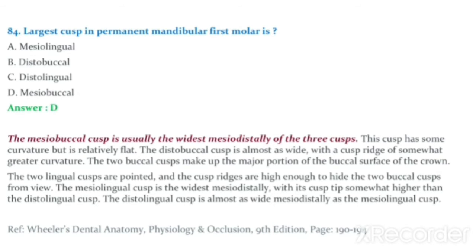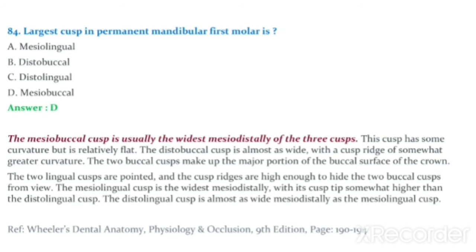Question number 84. The largest cusp in permanent mandibular first molar is option A mesiolingual, option B distobuccal, option C distolingual, option D mesiobuccal. The answer is option D, that is mesiobuccal. The mesiobuccal cusp is usually the widest mesiodistally of the three cusps. This cusp has some curvature but is relatively flat. The distobuccal cusp is almost as wide with a cusp ridge of somewhat greater curvature.